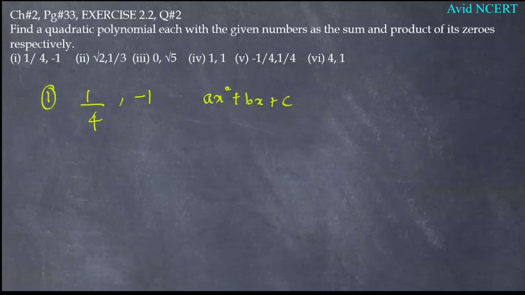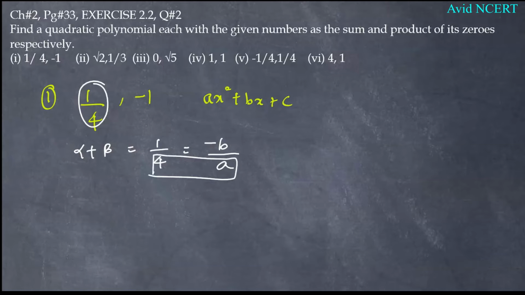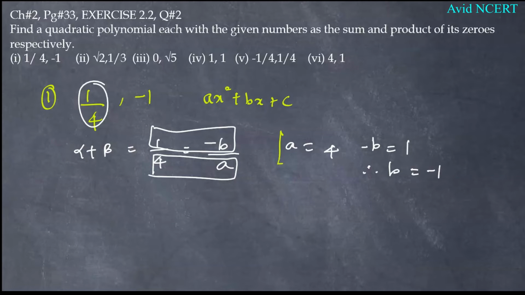To find these a, b and c values, we have to find the sum of zeros and the product of zeros. So alpha plus beta equals 1 by 4. They are given here. Now we know that alpha plus beta is equal to minus b by a. So a equals 4 and here we have to take minus b equals 1, which means therefore b equals minus 1. So we have found a and b values here.